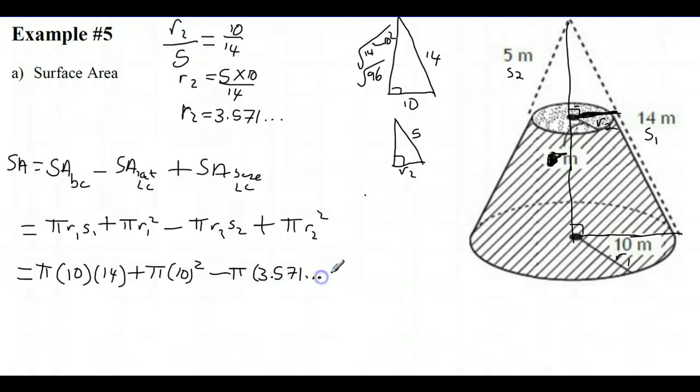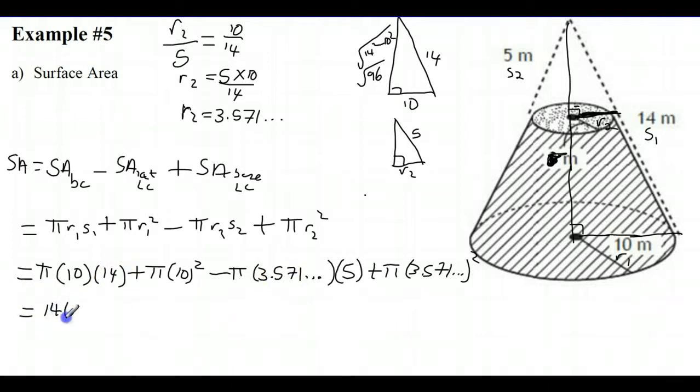dot dot dot. Remember, we stored that in A, so when we go to do our calculation, and S2 is 5 plus pi 3.571. Okay, and remember, we stored that in A, so we're going to use it multiple times. Okay, so that's why we stored it. So now, we could do a little simplifying if we like.